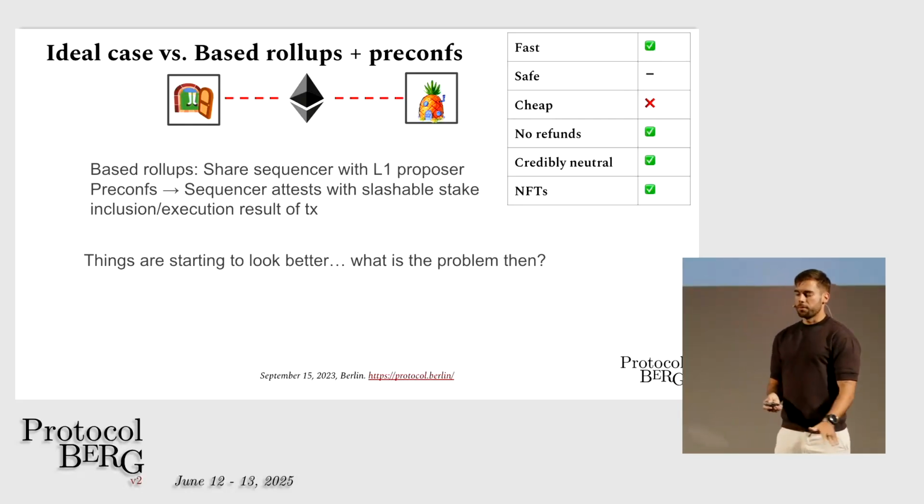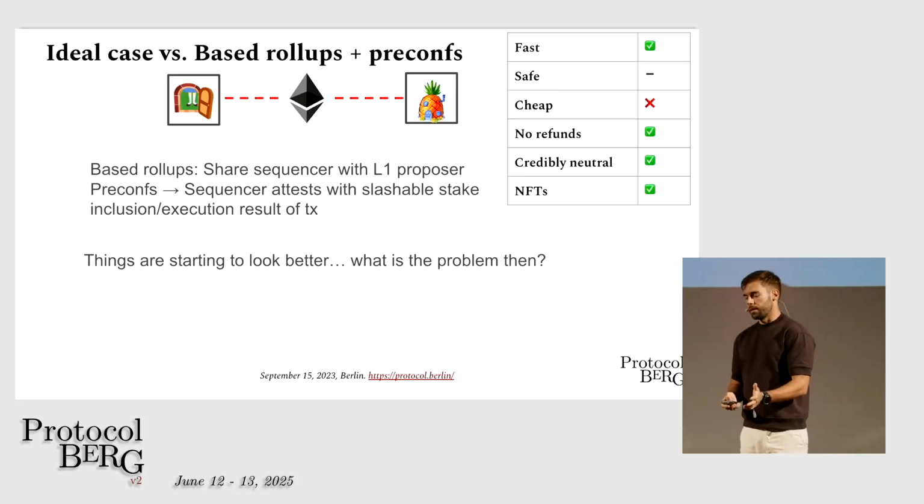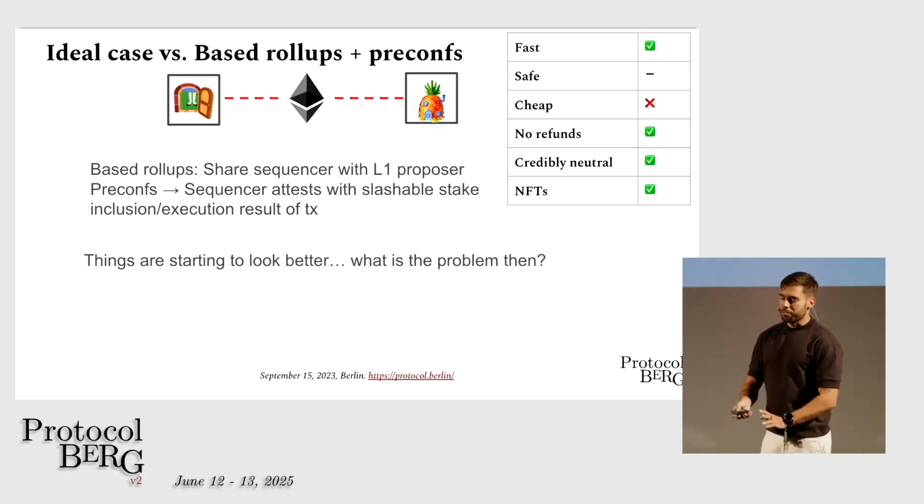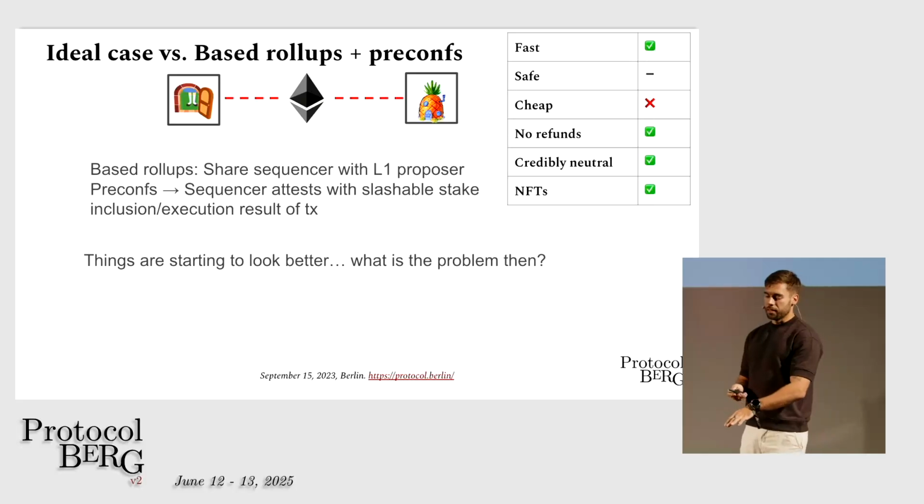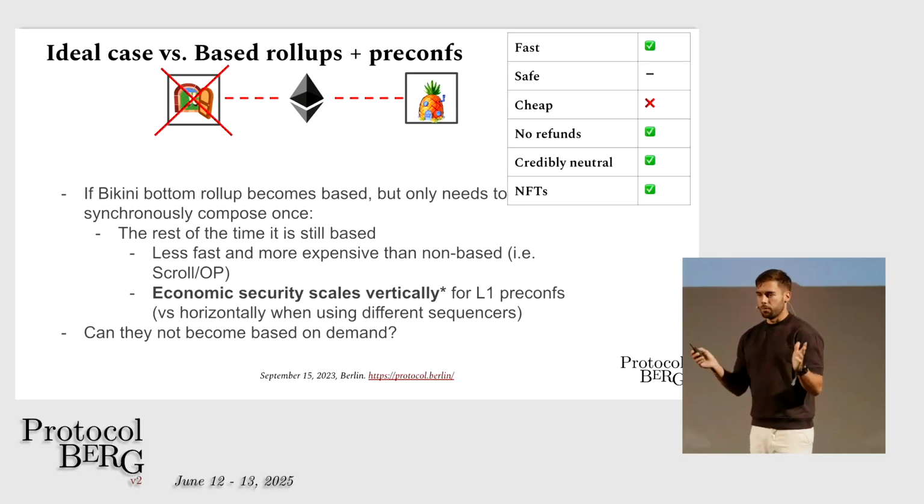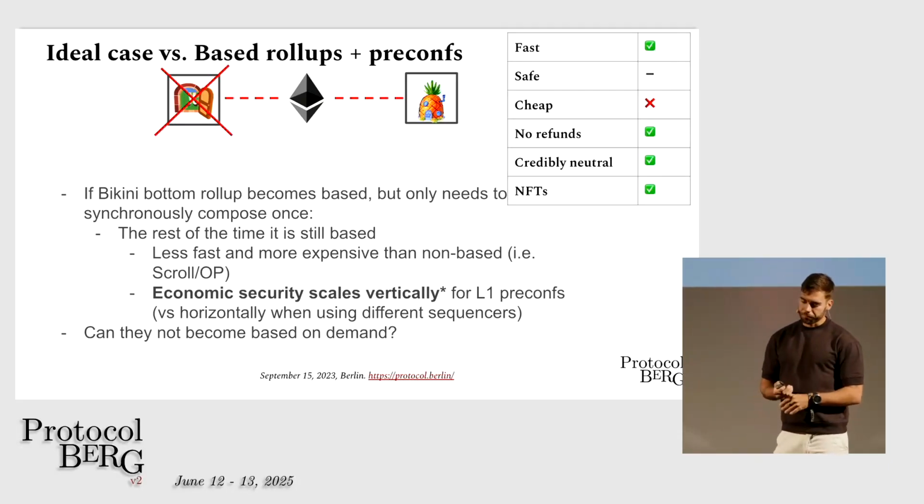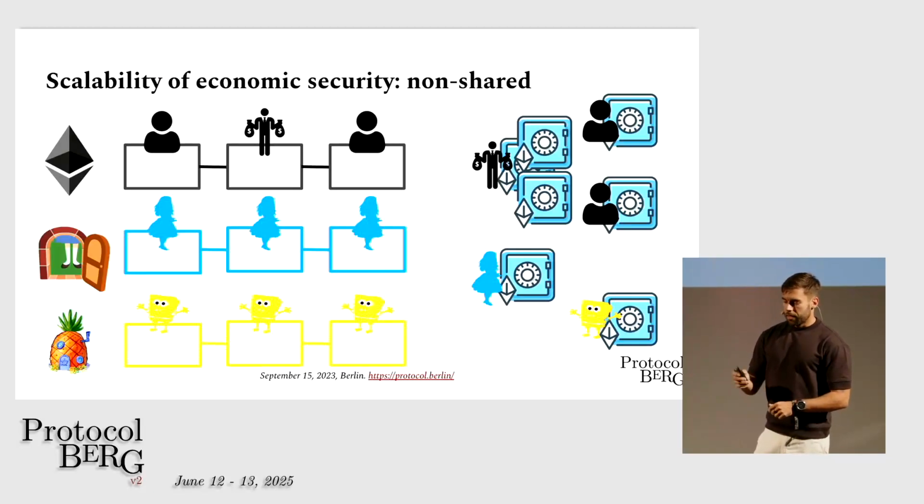We still have some of the issues with dealing with L1, which is definitely more expensive than just dealing with L2s, or, let's say, non-based rollups. And in terms of safety, you cannot abuse these preconfs too much. Let me explain that with the problem of how economic security scales when we are all using preconfs, which I think is quite an important point of this presentation. Let's explain that in a minute.